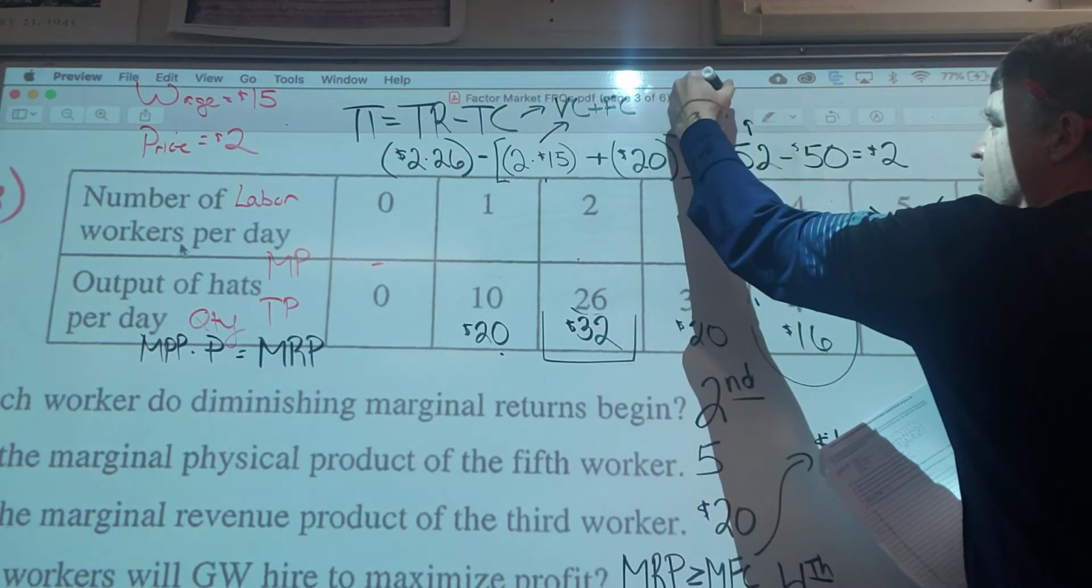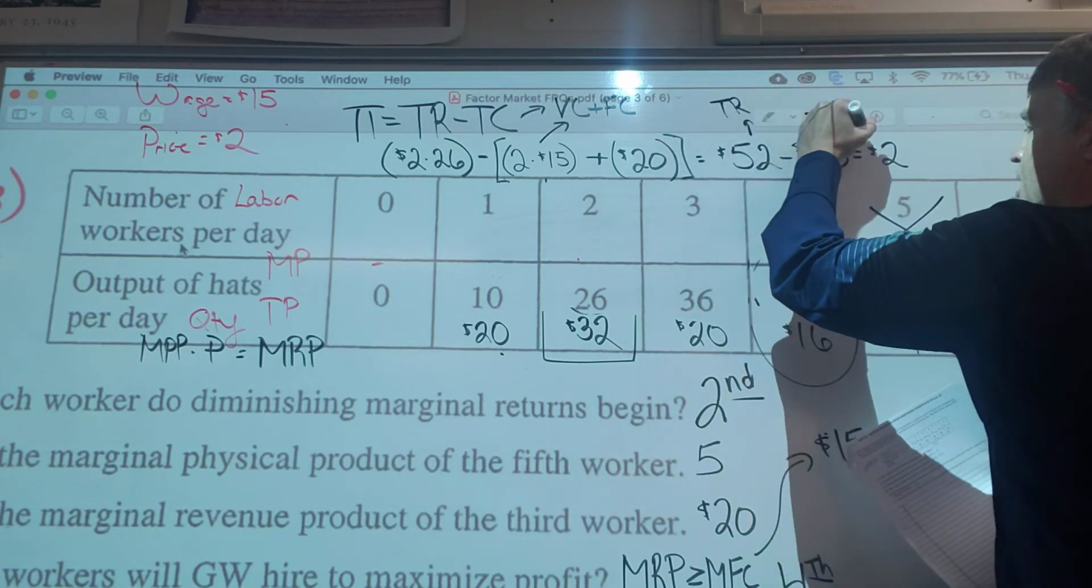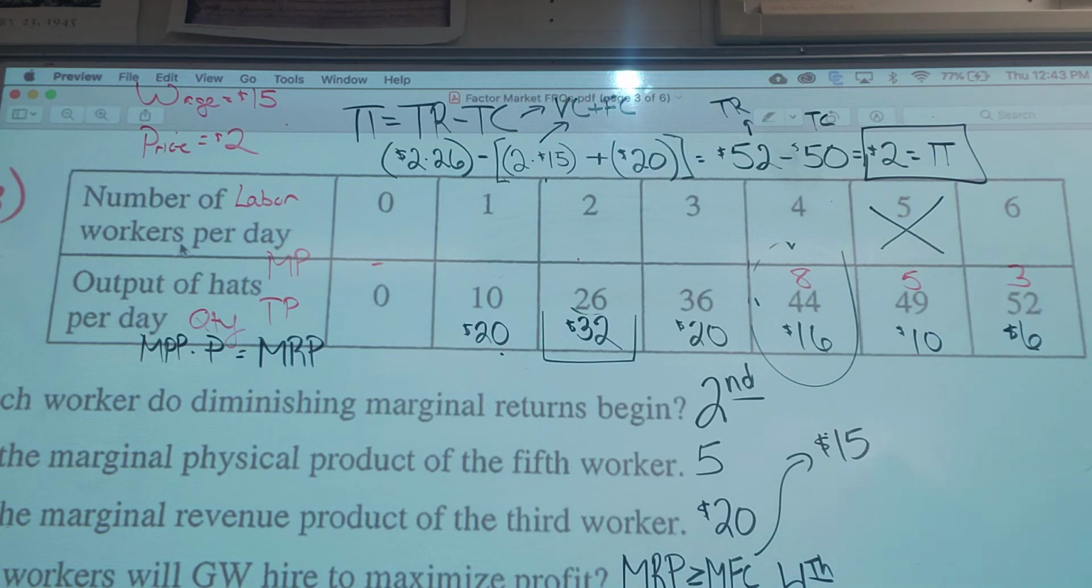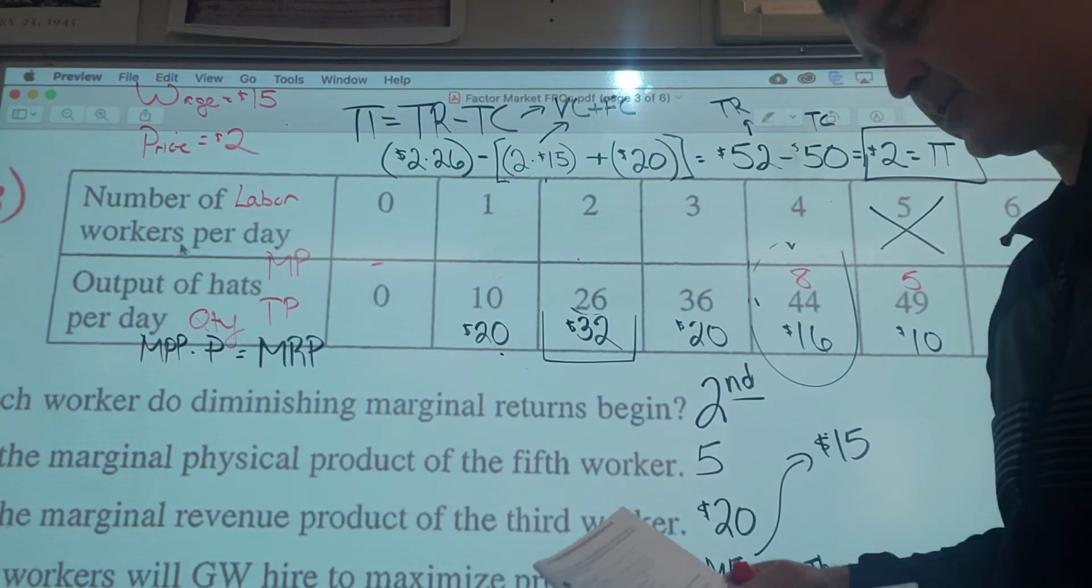So here's my total revenue. Here's my total cost. And so my total profit at 2 workers equals $2. All right, a little bit complicated, a little bit different, but I think if we use our knowledge and if we don't panic and we work the problem, we'll be okay.